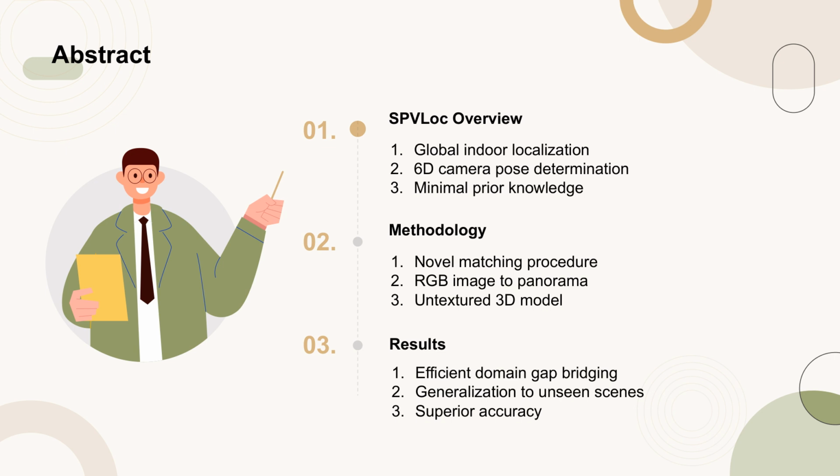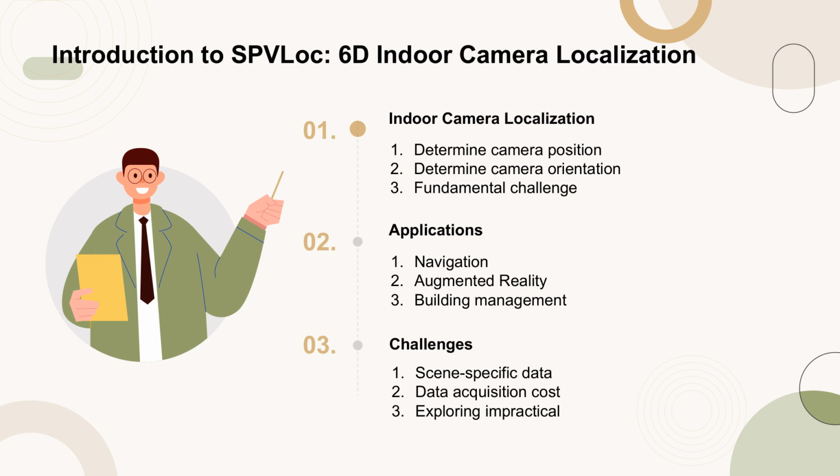Experimental results show that SPVLoc efficiently bridges the domain gap, generalizes well to unseen scenes, and achieves superior localization accuracy compared to state-of-the-art methods. Indoor camera localization is a fundamental challenge in computer vision, aiming to precisely determine a camera's position and orientation within an indoor environment. This task has various applications, including navigation, augmented reality, and building management. Current methods often rely on extensive scene-specific data, which can be costly and time-consuming to acquire, limiting their applicability in many scenarios.